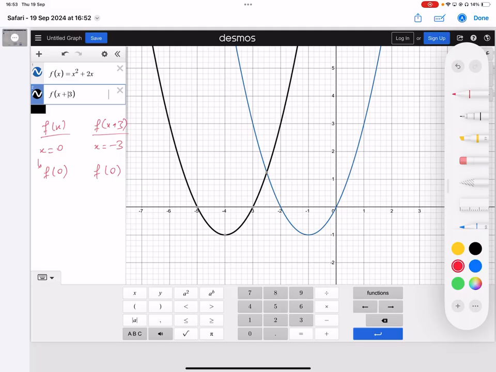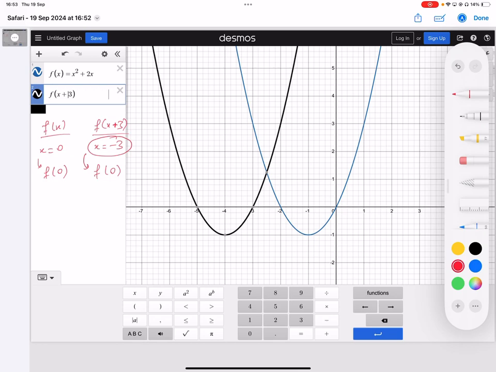This is x plus 3. No, I changed that. So the first example was x minus 3. In that case, it moves to the right. If it's x plus 3, it moves to the left. Okay? So if it's f of x plus 3, x equals minus 3 gives us the same value that we were earlier getting at x equal to 0.